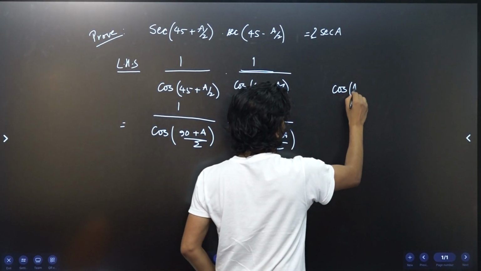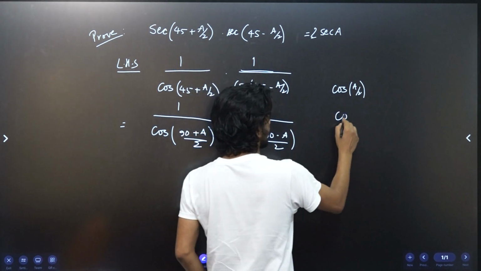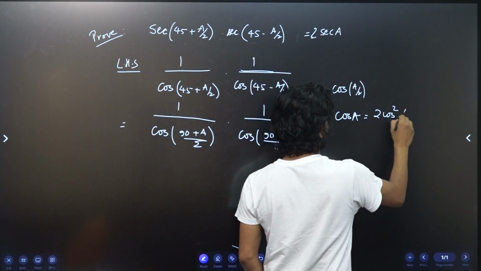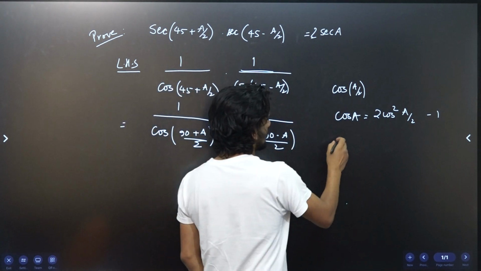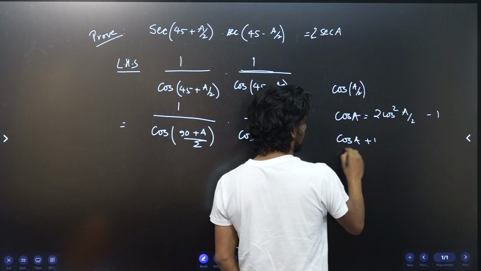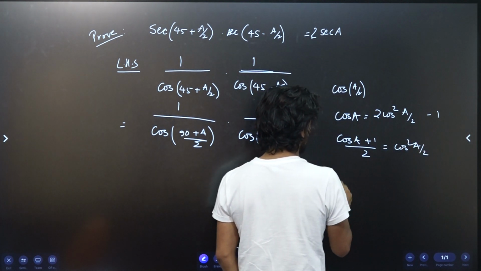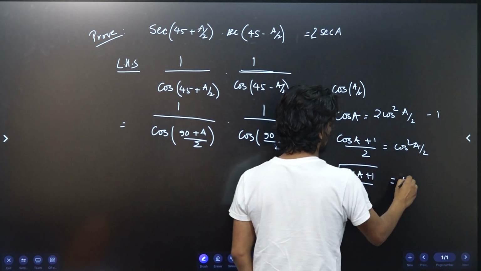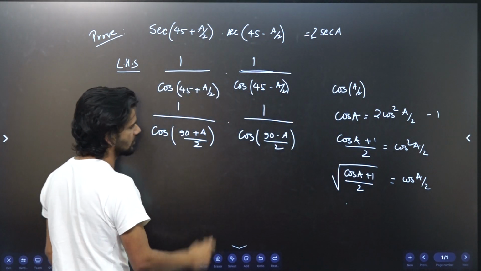Do we know some formula of cos A/2 in the form of cos A? Cos A equals 2 cos² A/2 minus 1. So (cos A + 1)/2 equals cos² A/2, or root of (cos A + 1)/2 equals cos A/2. That I think you can use, and we should be able to get the answer.